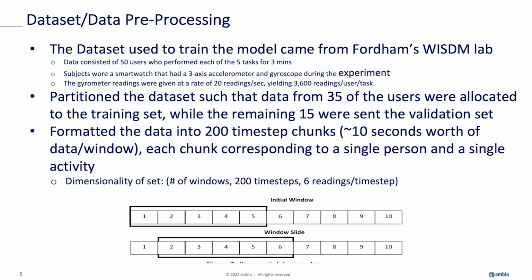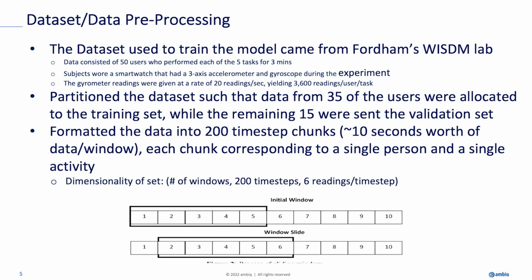And the way we formatted the data, and the way we're passing it in as a single example, is that one example contains 200 time step chunks, which is around 10 seconds worth of data. And each chunk corresponds to a single person and a single activity. If you look at the bottom there, we have an image of a sliding window. So what we did was we grabbed 200 time steps, slid the window over 20 time steps, and grabbed another 200 time steps. That's how we partitioned it.